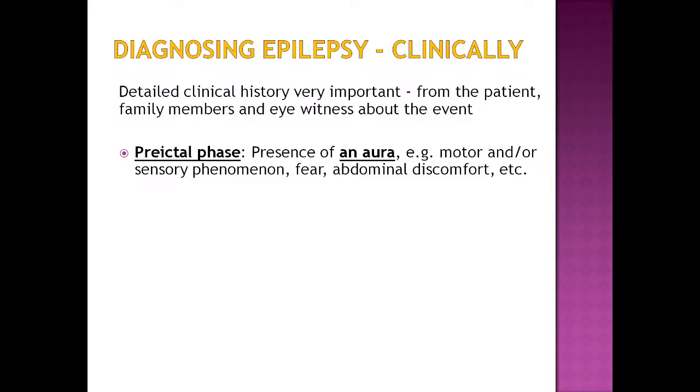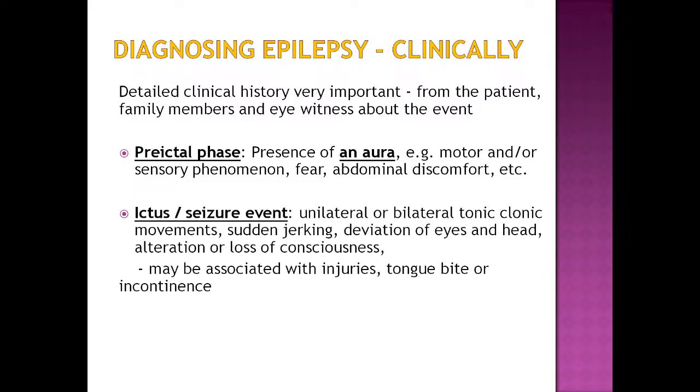So, generally 3 classical phases are associated with the whole occurrence of a seizure. There is something called the pre-ictal phase. The pre-ictal phase is characterized by the presence of something called an aura. An aura is something like a warning. This warning could be in the form of motor or sensory symptoms. It could be a sensation of fear, anxiety. It could be discomfort in the stomach. So, this could be an aura. This is just a warning that maybe an epileptic seizure is likely to happen.